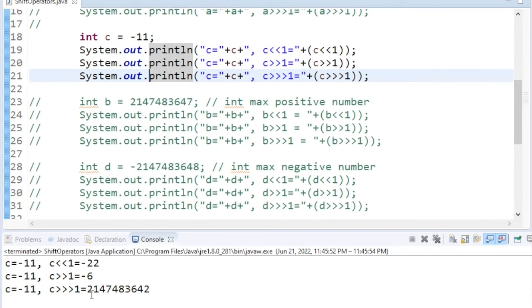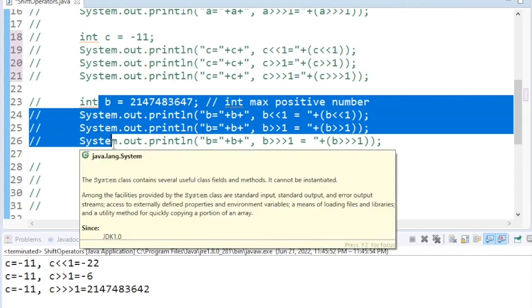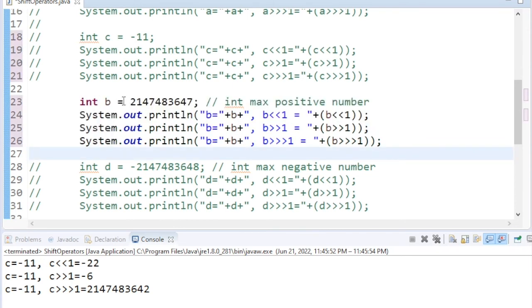This number is big because when you are performing it, it performs on integer. Here anyway you have taken everything as integer. Okay, let's uncomment it. This is the max positive number that we can store in an integer, a signed integer.